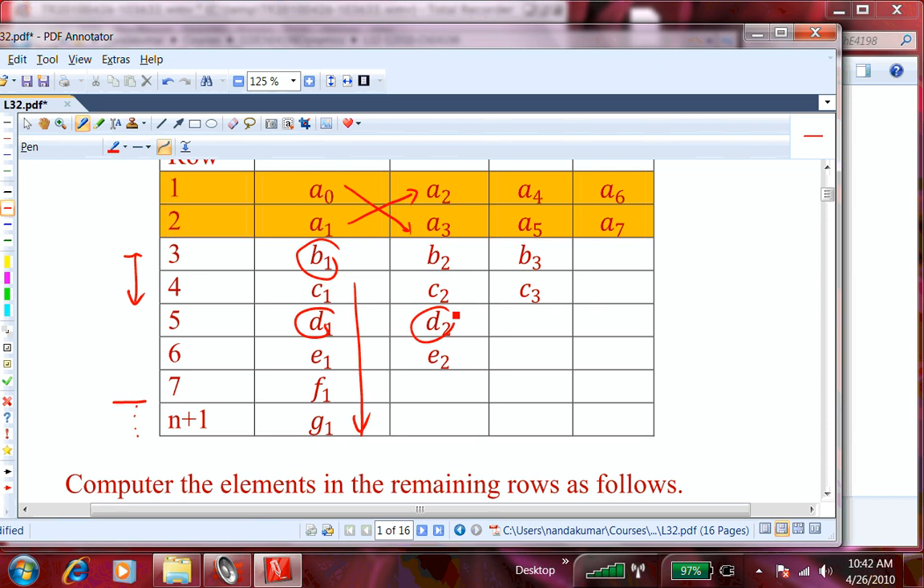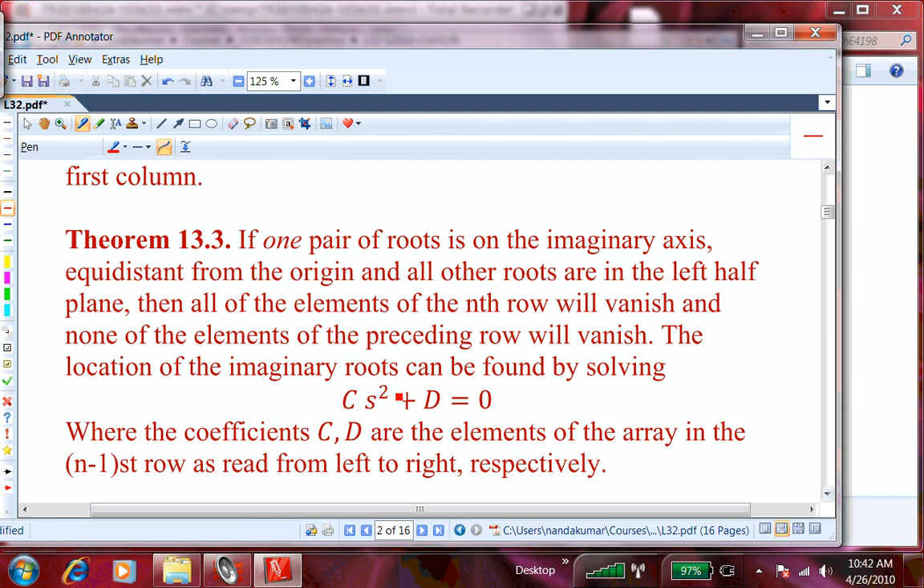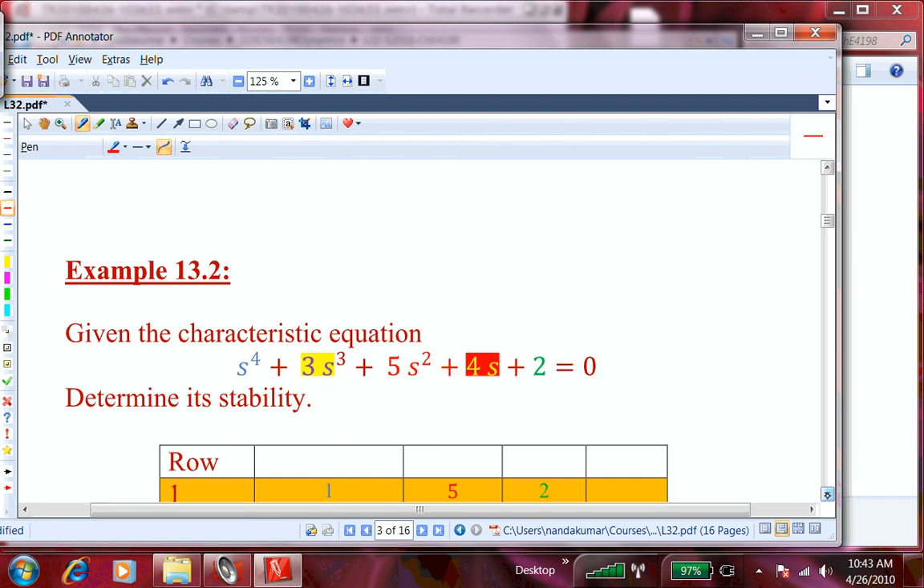So the rule then is applying one of the theorems that take the numbers that are before that row and put them into a quadratic polynomial and solve those. Okay. So this is theorem 13.3, which simply says that if any row completely becomes zero, then that indicates that there is a pair of purely imaginary eigenvalues. So you take the two numbers from the previous row and plug them in. So C and D come from the previous row. Okay? And solve that quadratic for the two roots, and it will always give you a pair of imaginary roots.